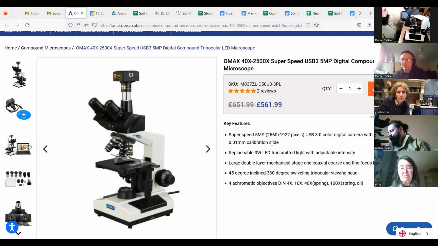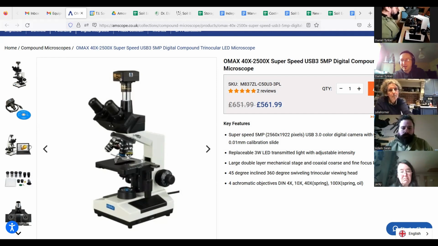It's a trinocular. So you've got two oculars for your eyes and you've got the third ocular for the camera. It's very useful to have the camera because then you can share it on social media. If you're part of groups, you can send it to other people and just ask, what is it I'm looking at? So it's very useful to have a camera.